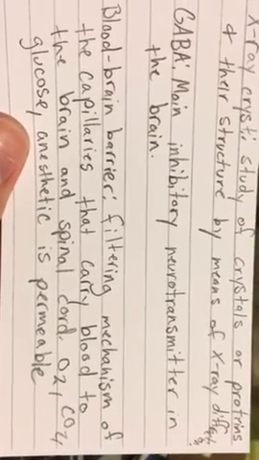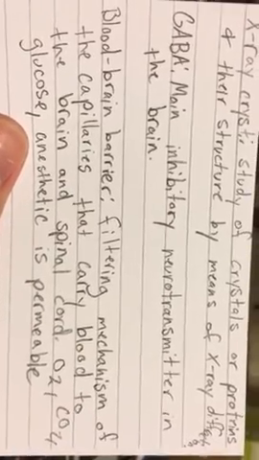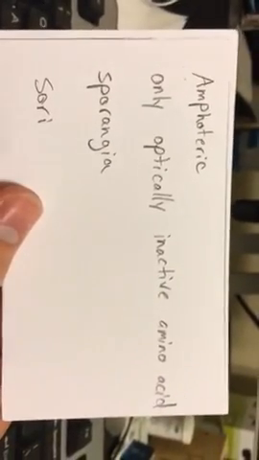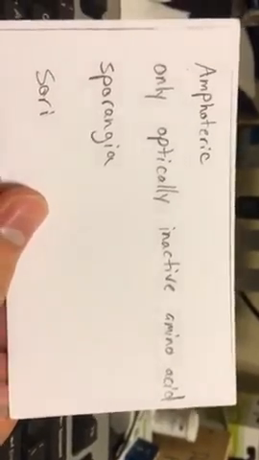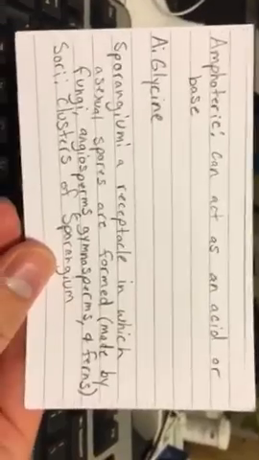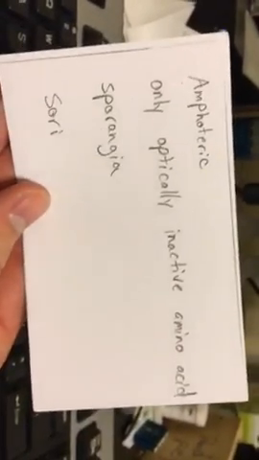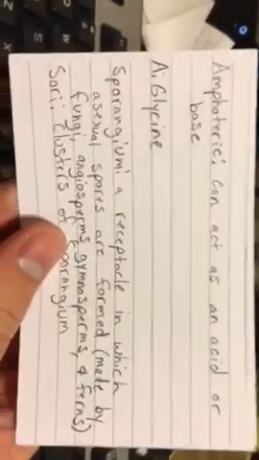2 CO2 glucose. Anesthetic is permeable. Amphoteric. Amphoteric means can act as an acid or base. Only optically inactive amino acid. That's glycine.